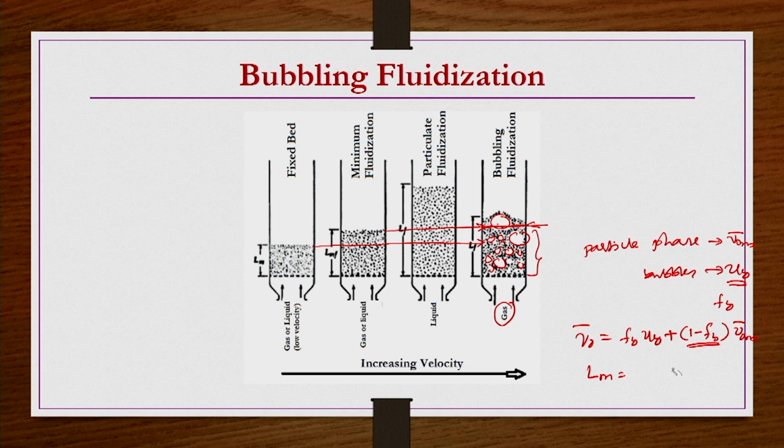Similarly, for the bed expansion, LB, where I am using B to distinguish the bubbling fluidization. That would be 1 minus FB only. 1 minus FB is the particulate phase, and that phase is rising almost to the height of the bed at minimum fluidization conditions, isn't it? So, that means Lm is equal to Lb into 1 minus Fb. These are the approximations we are using, but reliable approximations, as you can see from these pictures anyway.